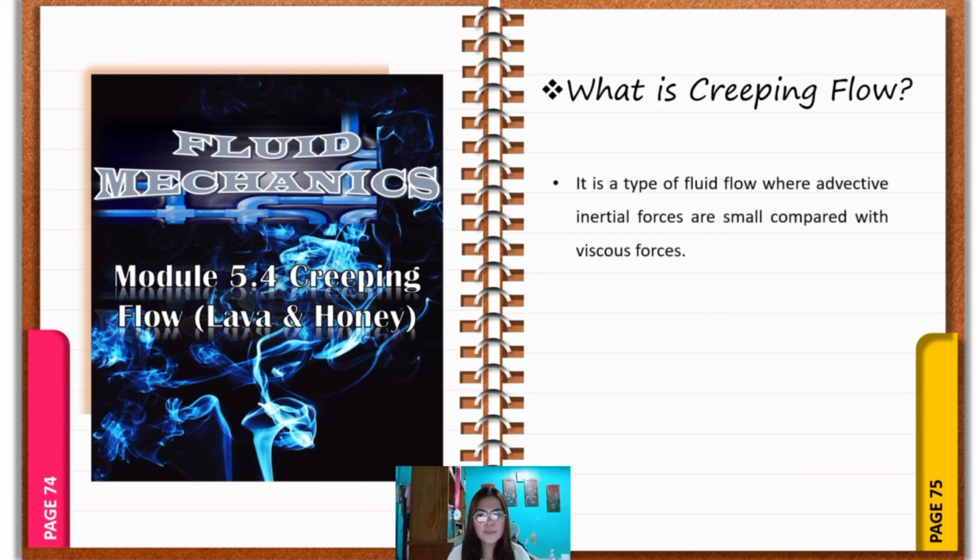Creeping flow is a type of fluid flow where advective inertial forces are small compared with viscous forces. This is a typical situation in flows where the fluid velocities are very slow, the viscosities are very large, or the length scales of the flow are very small. It is also known as Stokes flow or Reynolds flow. In creeping flow, the Reynolds number is very small, less than 1, such that the inertia effects can be ignored in comparison to the viscous resistance. Creeping flow at 0 Reynolds number is called Stokes flow.